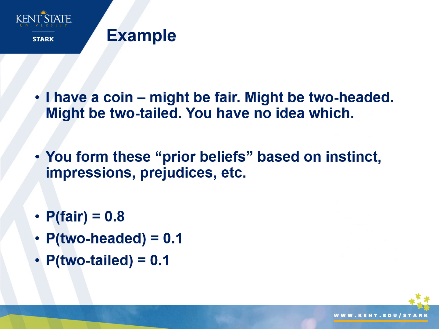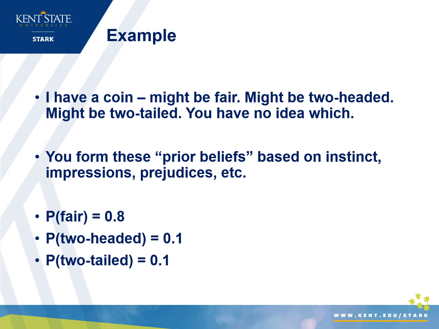So here's a simple example of this. Suppose that I have a coin. It might possibly be fair, that has 50% chance of heads and tails. It might be two-headed, or it might be two-tailed. You have no idea which. I have this coin, I'm refusing to let you examine it. So what do you do? You form these prior beliefs based on your instinct, impressions, prejudices, whatever. You have some guess as to the likelihood that this is a fair coin versus two-headed versus two-tailed.